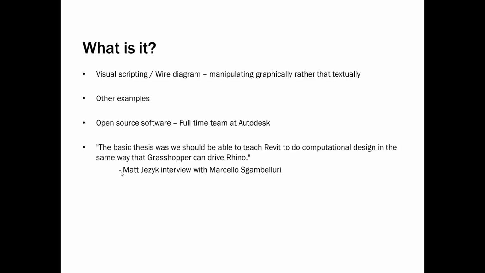So it was started by Ian Keogh, who was with Bureau Happold at the time, and then he was moved over to Valor Systems, who were acquired by Autodesk. So he's now there at Autodesk, so the basics apparently of the first inception of the platform is that we should be able to teach Revit to do computational design in the same way that Grasshopper can drive Rhino. So it's not a Grasshopper clone, it does work in a different way, but it's trying to achieve a similar result to drive geometry with data and with scripting there.